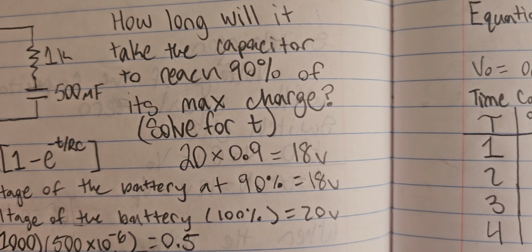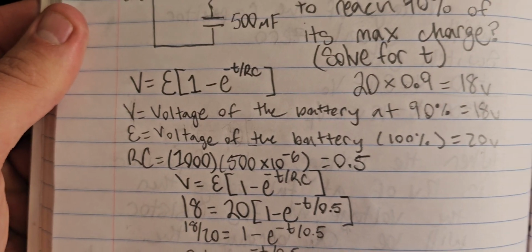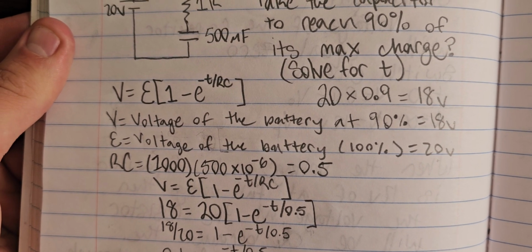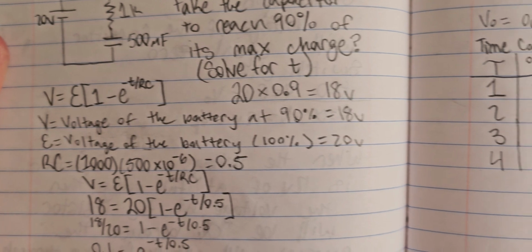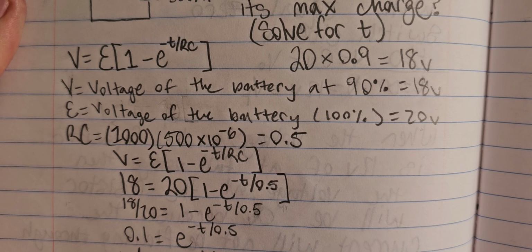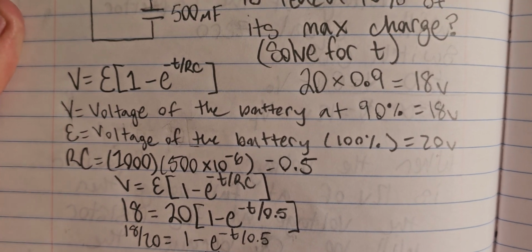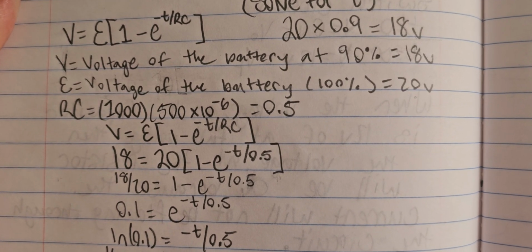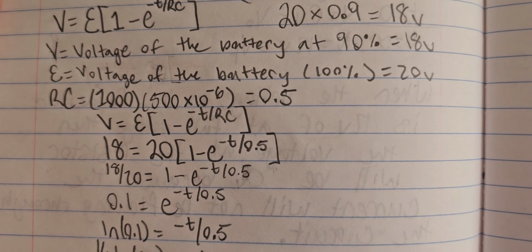Find 90% of 20, so you do 20 times 0.9, and you'll get 18 volts. V for this equation is the voltage of the battery at 90%, which will be 18. EMF would equal the voltage of the complete battery, which is 20. To find RC, you do 1000 times 500 times 10 to the negative 6, and that'll equal 0.5. So then you take our equation and plug in: 18 equals 20 times 1 minus e to the negative t over 0.5.